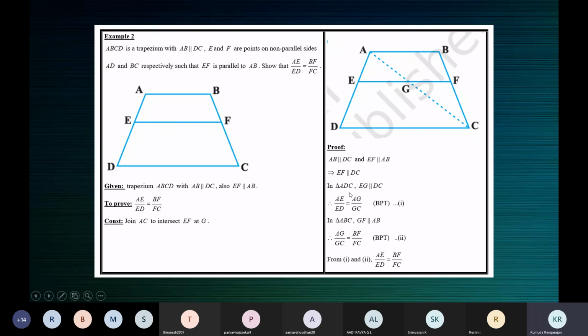So basically it is taking two triangles and writing the result by BPT. Consider two triangles in which you have a set of parallel lines like this. Write the result by BPT. So you have a proportion here, a proportion here. Compare these two proportions, you will get a new proportion. And that's what we had to prove.